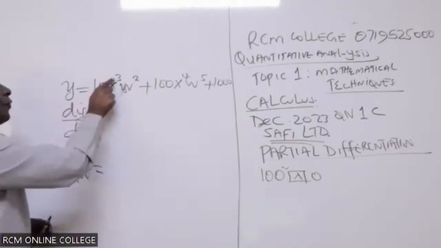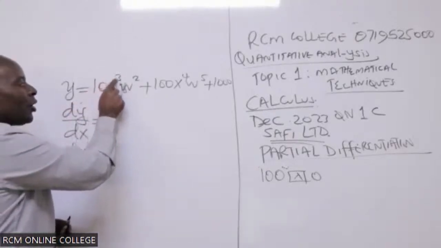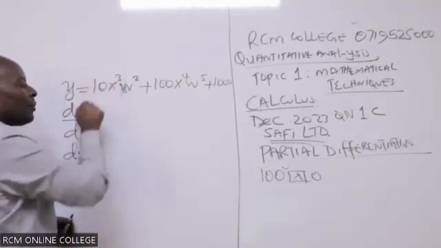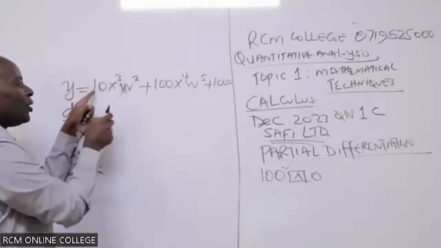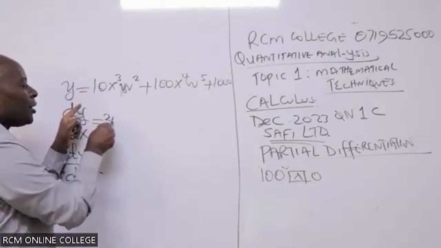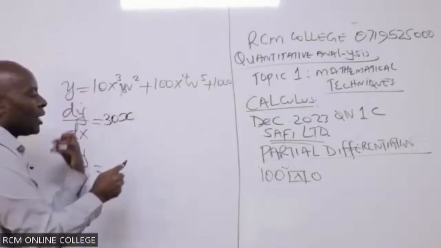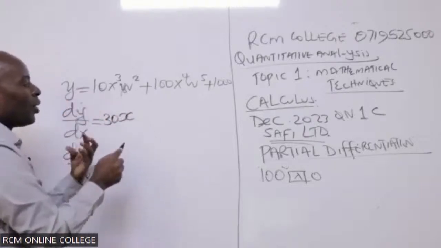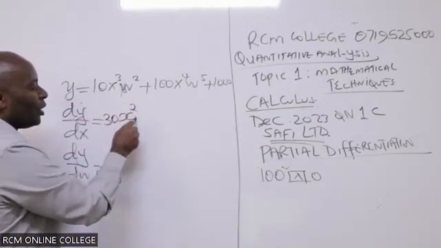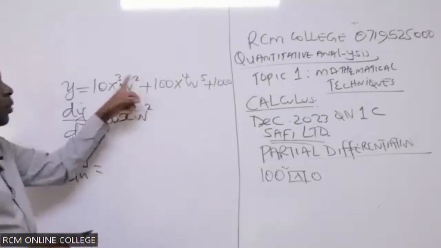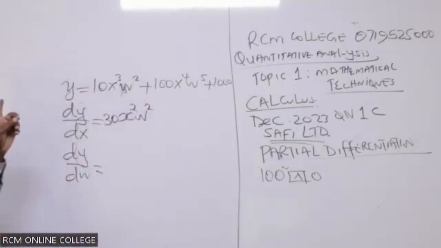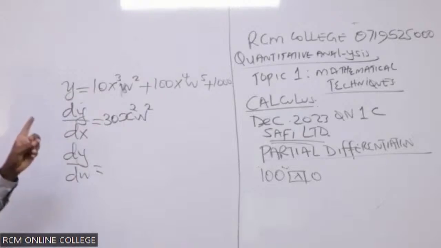I'm differentiating this with respect to x, so I can only be affected with the power of x here. The power of x here is 3, so this 3 comes down. When this 3 comes down, it means this 10 gives me 30, and the power of x comes down to 2. W will remain with its power. I'm not changing the structure of w.